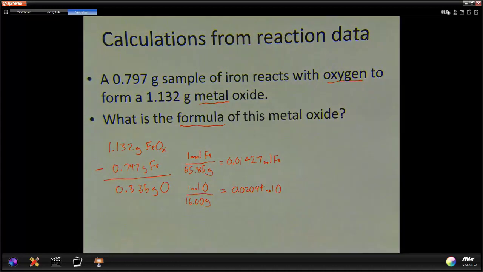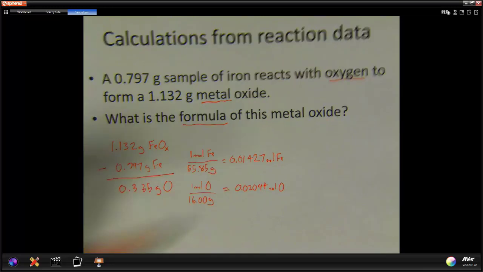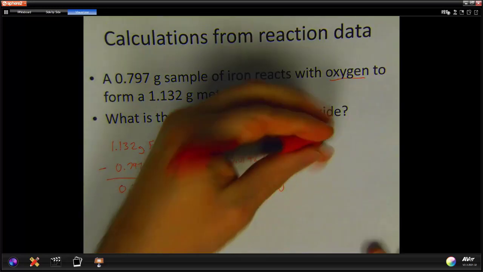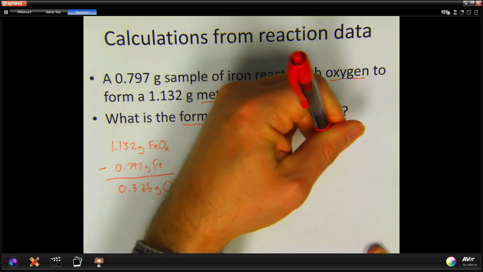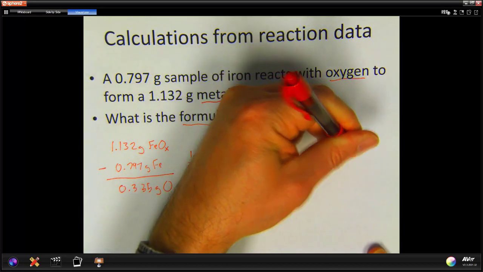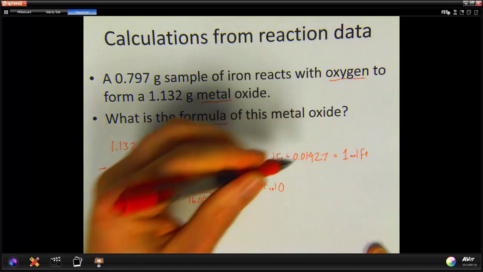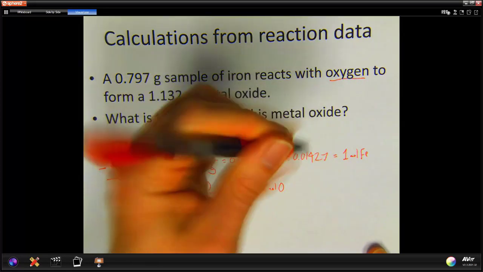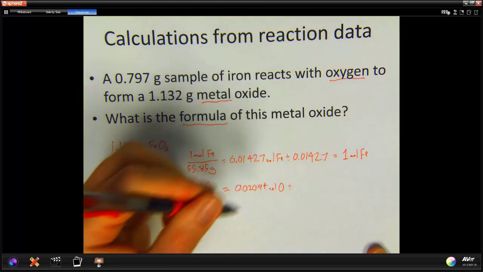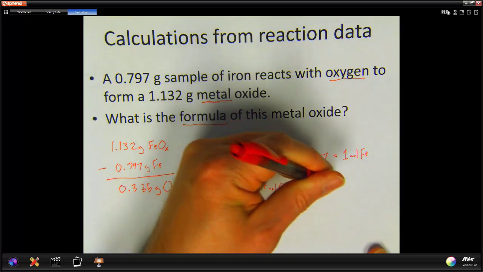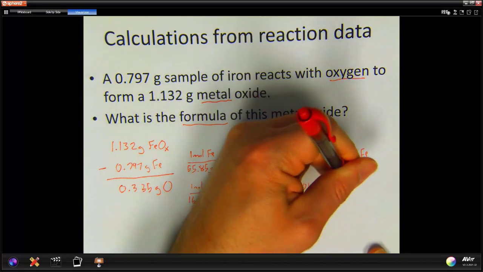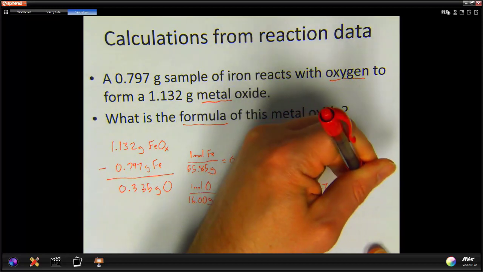And then we ask ourselves, which number is the smallest? Of these two numbers, the smallest is the 0.01427. So we divide each of these by that number. This will be, by definition, 1 for the iron, so we don't even have to type that in. We know it's going to be a 1. And for the oxygen, we divide by 0.01427, and I get 1.47 moles of oxygen.